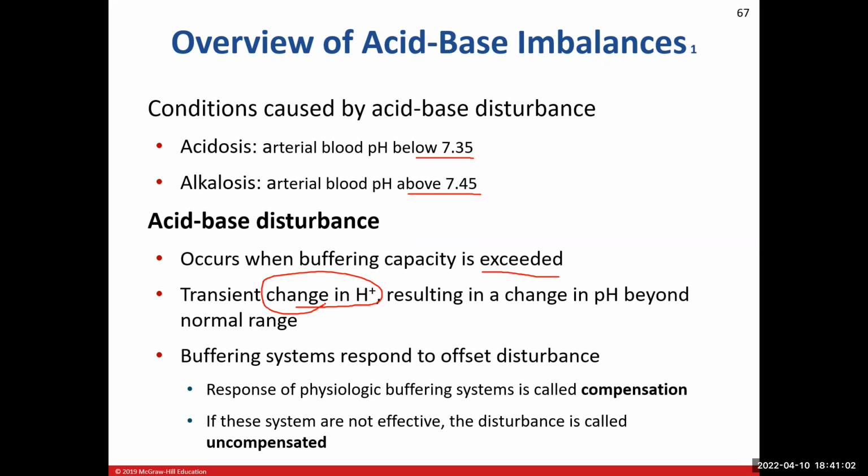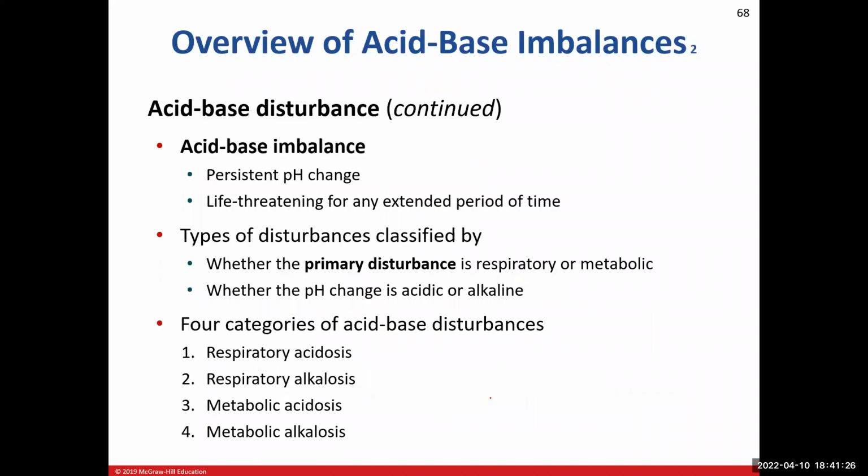So now we need to respond to this imbalance here. So when we're having a physiological, now this is where we call them the big guns, we're going to have our physiological buffering systems come in. And so when they're brought on board, we call that compensation. Unfortunately, if they are not effective, then we call that uncompensated. So let's start off with our first acid-base disturbance here. We're going to talk about the 4 different types here.